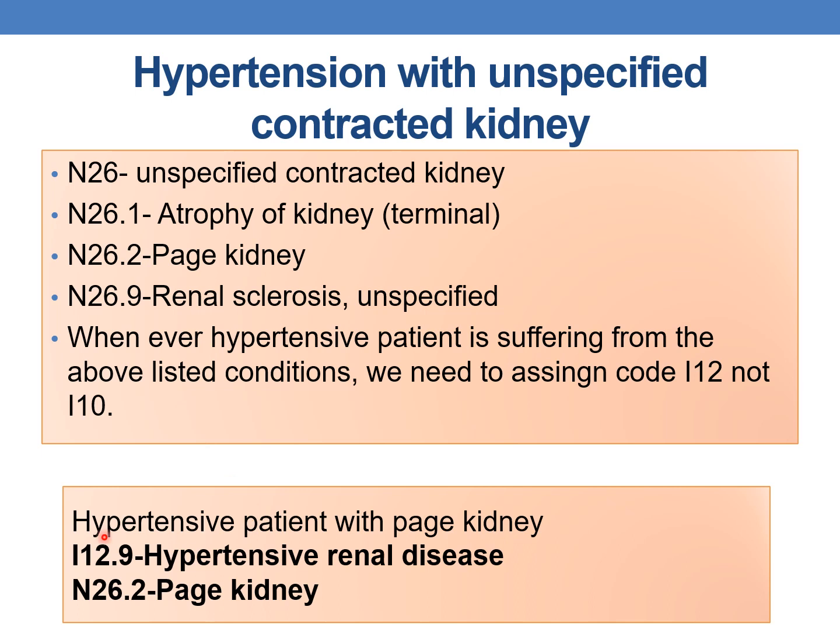Let us see an example. Hypertensive patient with Page kidney. First you need to code I12.9 to indicate hypertensive renal disease NOS, followed by N26.2 to indicate Page kidney. Usually we all know that the N18 series is related to I12, but additionally N26 should also be considered, which is given under the tabular list.